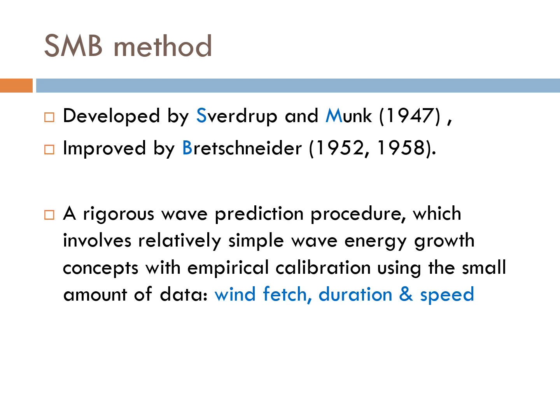The SMB method is a rigorous wave prediction procedure which involves a relatively simple wave energy growth concept with empirical calibration using a small amount of data, which basically is the wind fetch, wind duration, and wind speed. We already discussed much about the wind duration and wind speed earlier. Wind fetch is defined as the distance that the wind has traveled over the surface of the water.